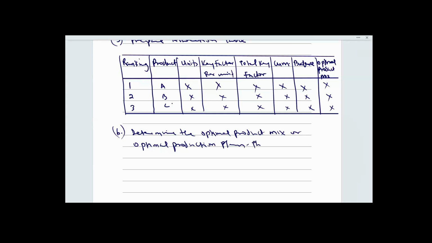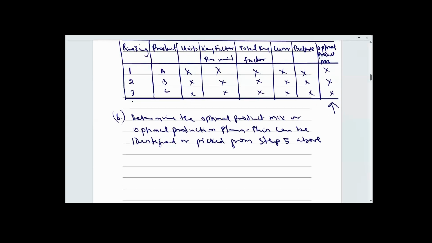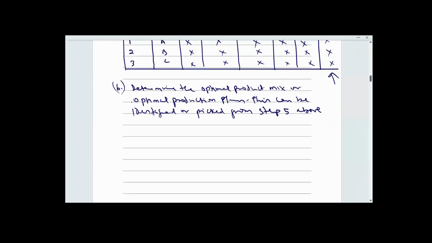This can be identified or picked from step 5 above. So whatever you have here, that's your optimal product mix. That's the unit to be produced to maximize contribution. That's your optimal production plan. Okay. Then finally, step 7, determine.